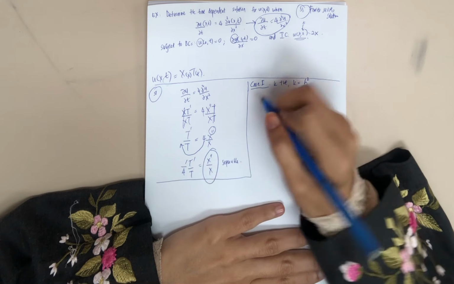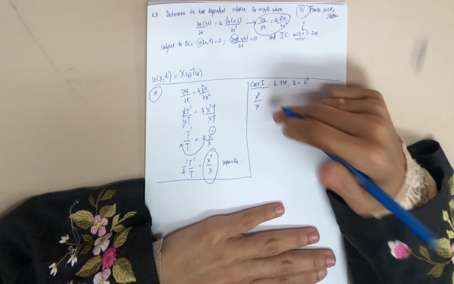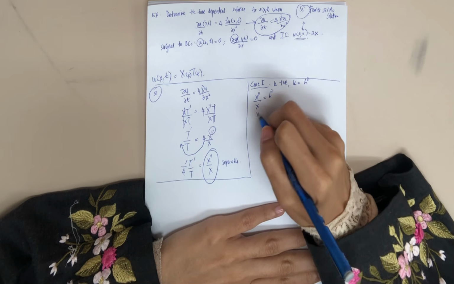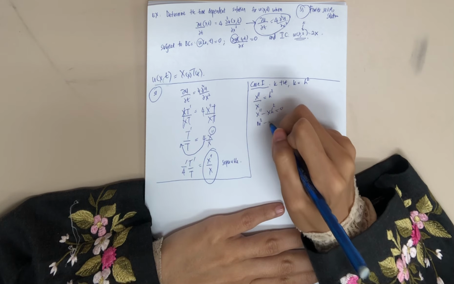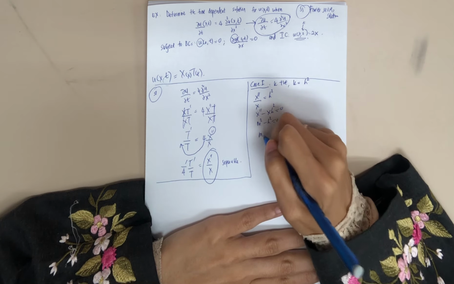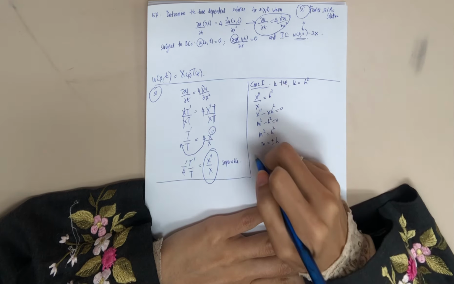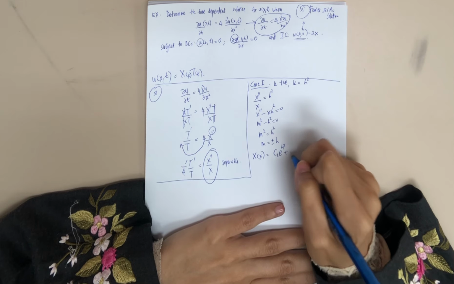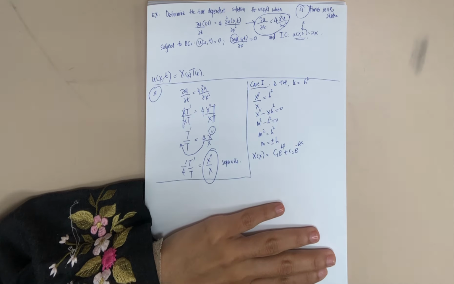So we start with X double prime first, still the same. X double prime equal to lambda square X, therefore X double prime minus lambda square X equal to 0, m square minus lambda square equal to 0, m square equal to lambda square, m equal to plus minus lambda. And your x equation is equal to c1 e^(lambda x) plus c2 e^(negative lambda x). Okay?